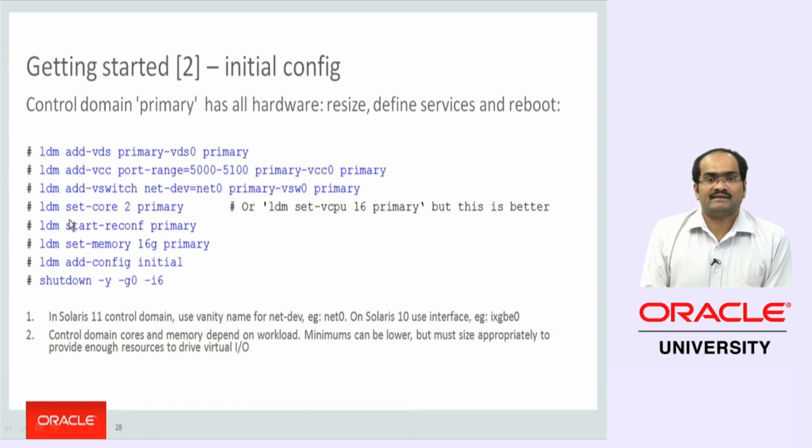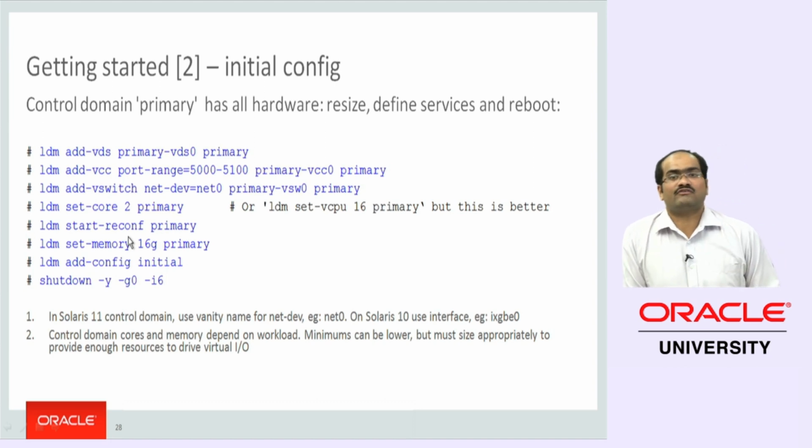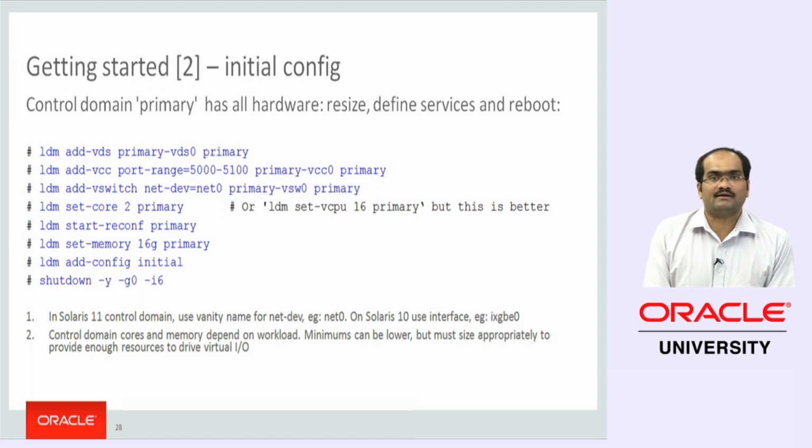We assign CPUs either through set-core or set-vcpu, and one needs to decide what resources are actually needed by the primary domain and assign accordingly. We are assigning 2 cores here to the primary domain. After that we do start-reconf, so dynamic reconfiguration will be disabled. What I mean is that whatever steps we do later will be effective only after reboot. So once I do start-reconf and set the memory to 16 gig, it won't try to assign memory to the primary domain dynamically; it will take effect only after the reboot.